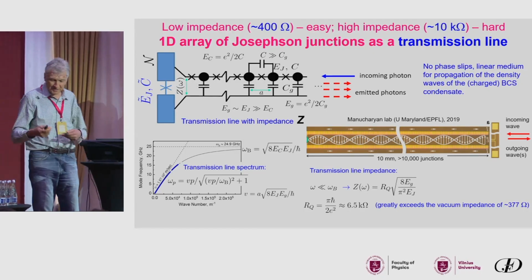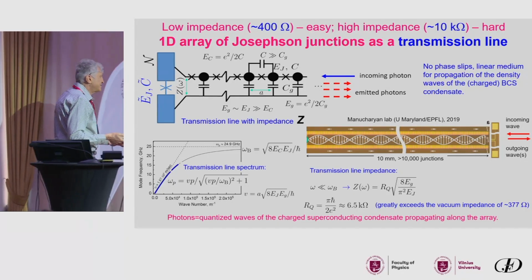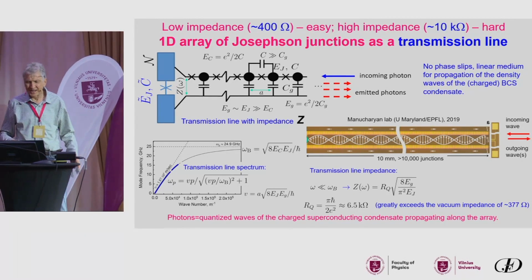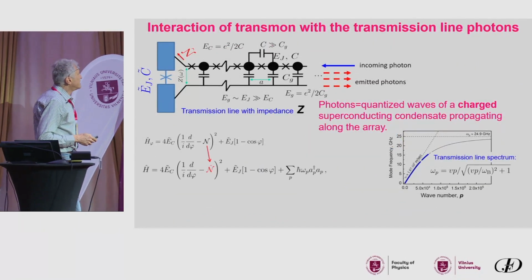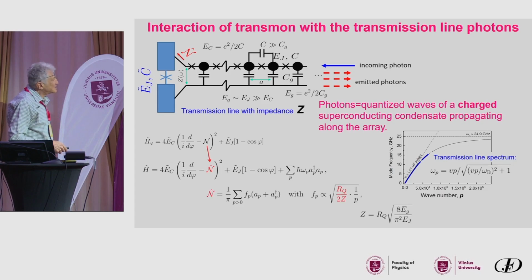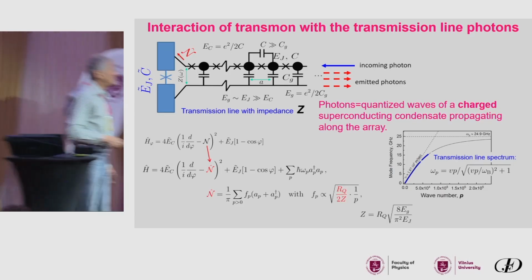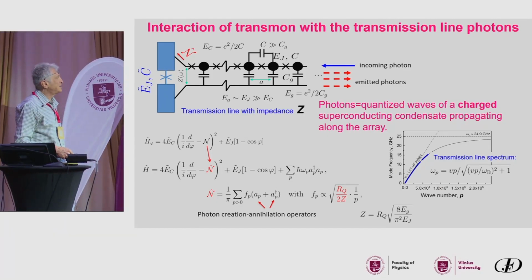So again, it's because of the matter-light connection. Photons are basically the quantized waves of charged superconducting condensate propagating along the array. Now, this way, this n becomes an operator, because this is the charge delivered by these waves to this junction, n hat, and we can expand it in the creation and annihilation operators of photons. Now, these expansion coefficients actually depend on the impedance. It's just a straightforward textbook exercise, so it's proportional to 1 over square root of Z.